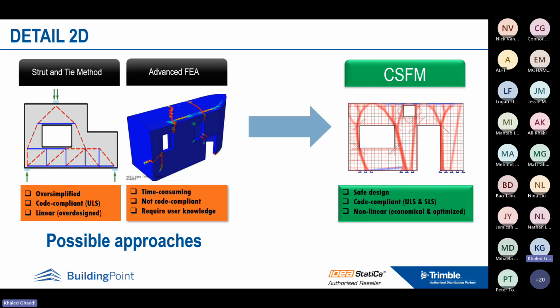And not only that, we need to go through trial and error, especially if you want to optimize the reinforcement as well. So these are, let's say, all the drawbacks of using the strut-and-tie method. If we come to advanced finite element analysis like Abaqus or ANSYS, they are time consuming, and they are not code compliant at all. So at the end of the day, you need to get the forces and then put them in a spreadsheet, or maybe again go through hand calculation to check them against the code.